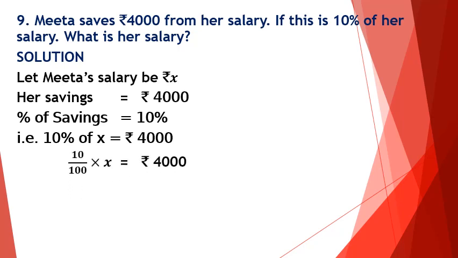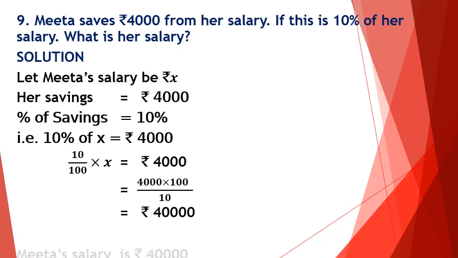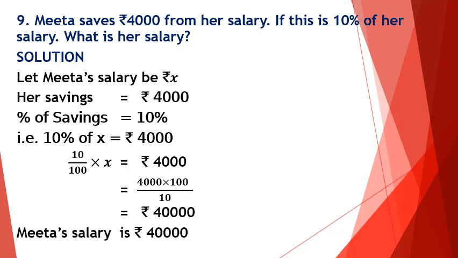So 10 upon 100 into X equal to rupees 4,000, or 10x equal to 4,000 into 100, or x equal to 4,000 into 100 upon 10. Cancel 0 from 0 in the numerator and denominator. We get rupees 40,000. Hence Meeta's salary is rupees 40,000.